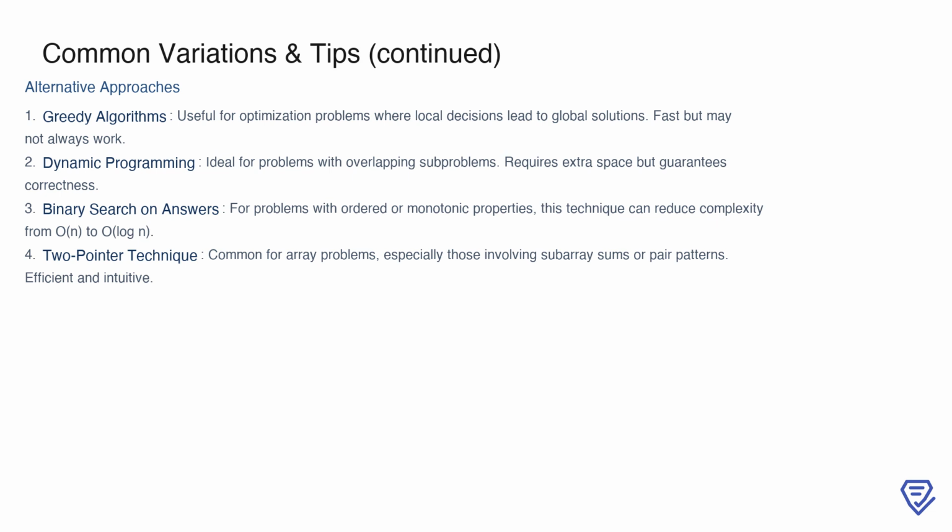For problems with ordered or monotonic properties, binary search on answers can significantly reduce complexity, transforming an O(n) approach into O(log n). Lastly, the two-pointer technique is a simple yet effective method for solving array-related problems. It's particularly useful for scenarios involving subarray sums or identifying pairs that meet specific criteria. This approach is both intuitive and efficient, making it a go-to strategy for many coding challenges.